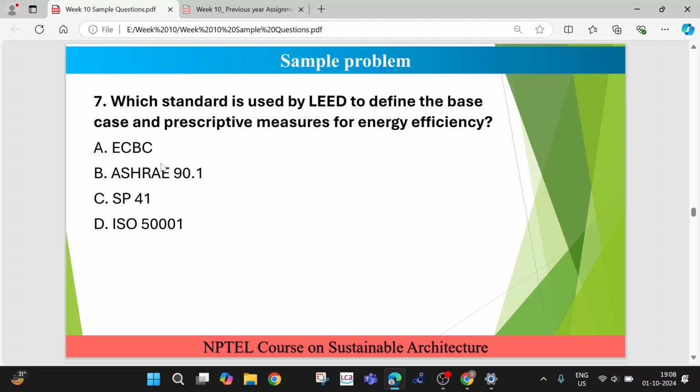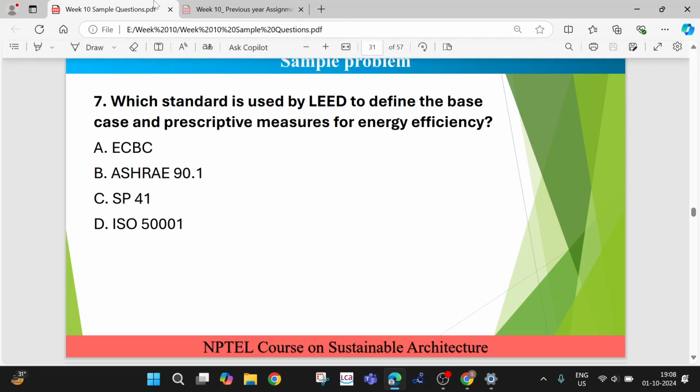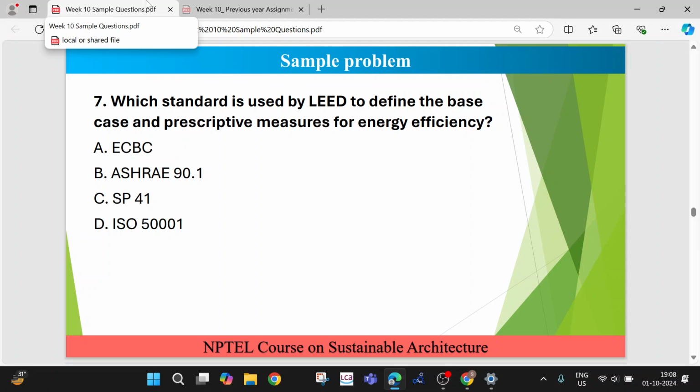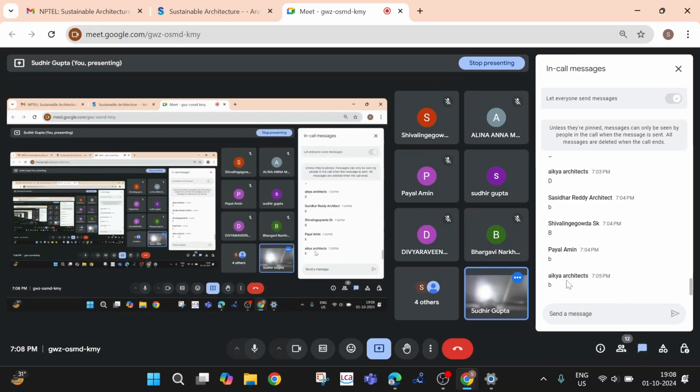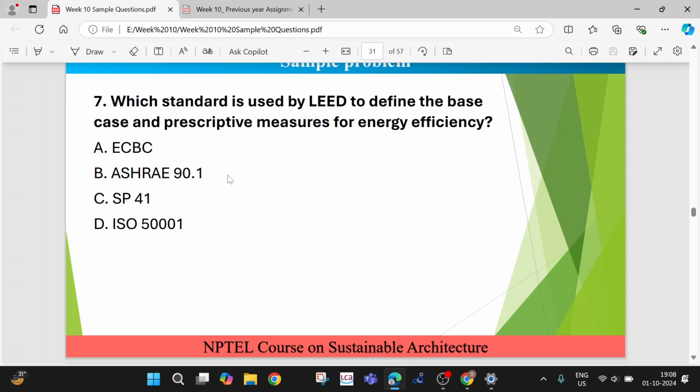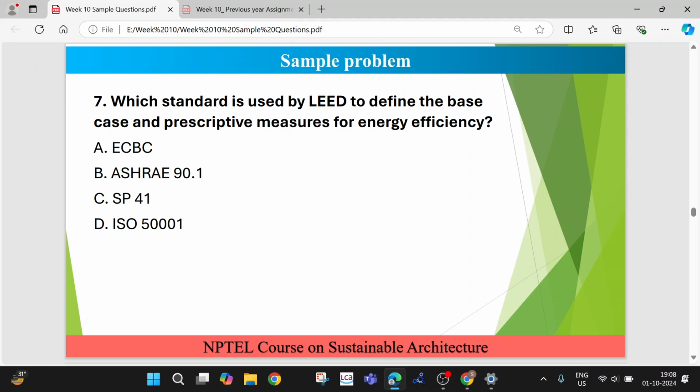This was discussed in slide number 23 of the third lecture of week 10, so you can go through that. All of you answered it correctly. Option B, ASHRAE 90.1, is the right answer, which LEED uses for defining the baseline and the prescriptive measures in energy efficient building designs. Everybody is fine. Can we move to the next question?